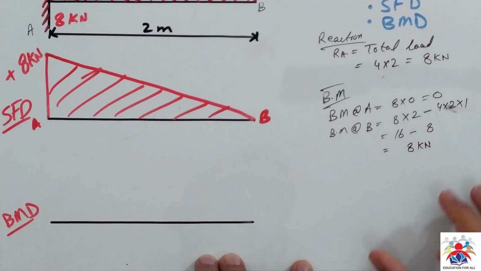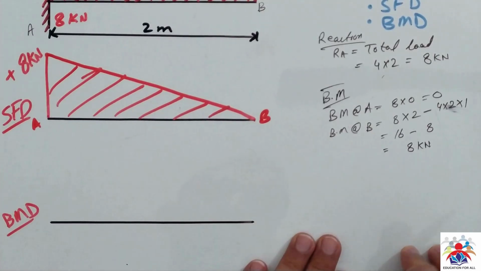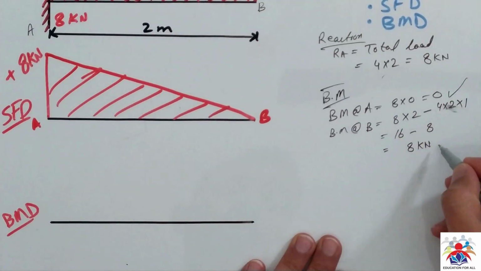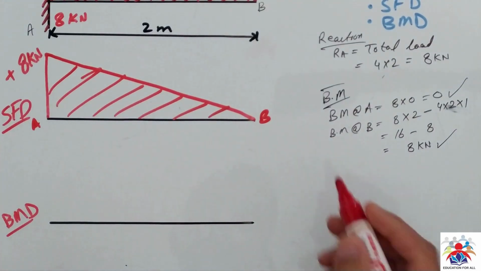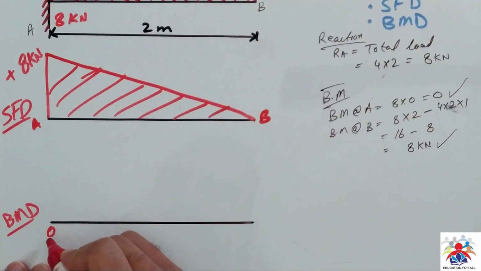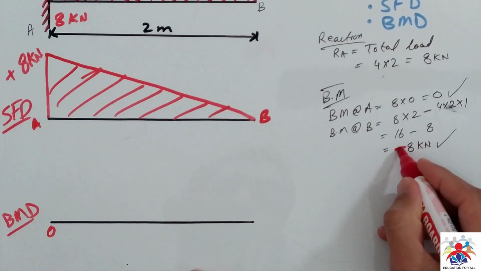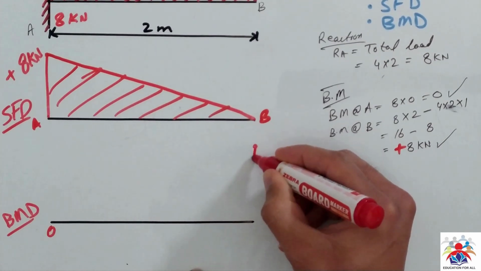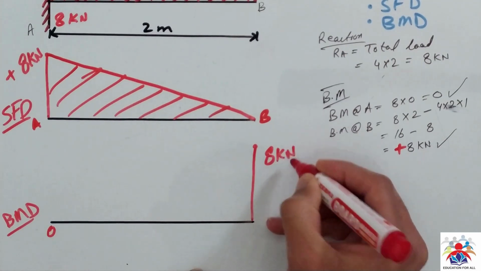Now because this is a cantilever beam, we don't have any other supports, so that's why we don't get 0 at the end. Now based on these two numbers, we will draw our bending moment diagram. So how can we draw that? At point A we have 0, at point B we have 8 which is positive, so 8 will go somewhere here. So that's our 8 kilonewton.